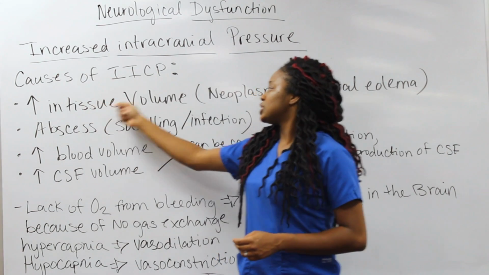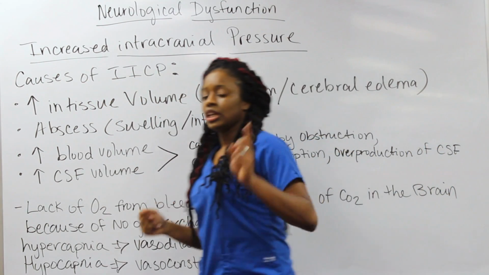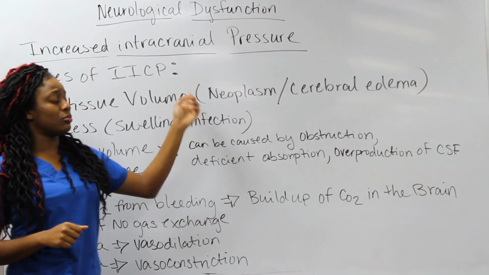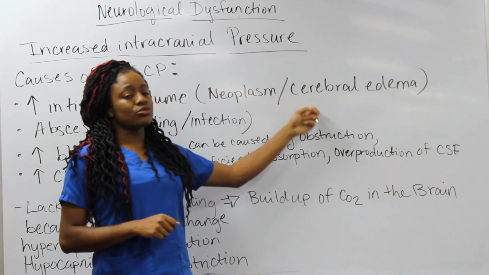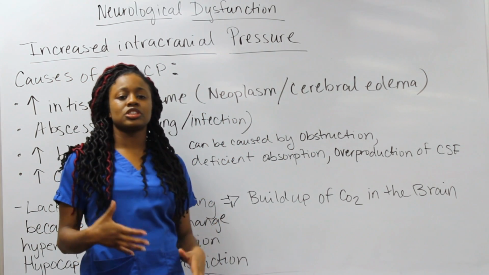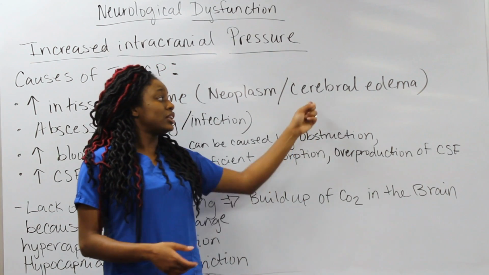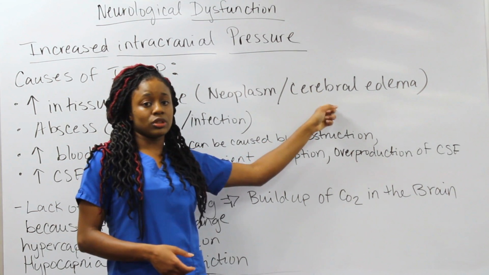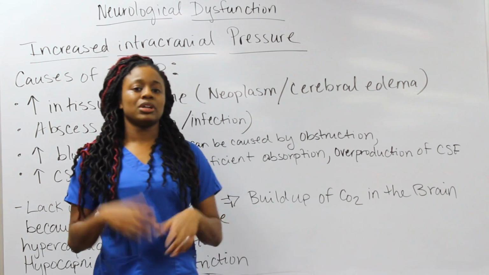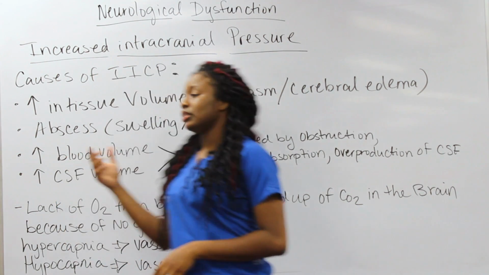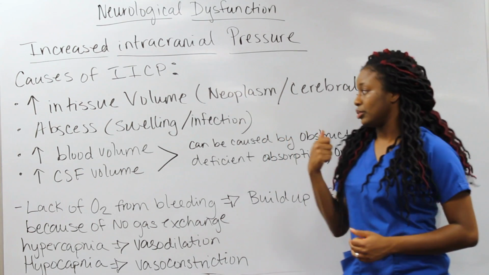So we can have an increase in tissue volume. And how does that happen? Either you can have a mass, right, or neoplasm of some sort, or cerebral edema. And cerebral edema is just pretty much the same edema that you would see in the legs. The only thing is that this edema is happening in the cerebrum, which is the brain, okay? But same concept. So there's an increase in tissue volume, okay?